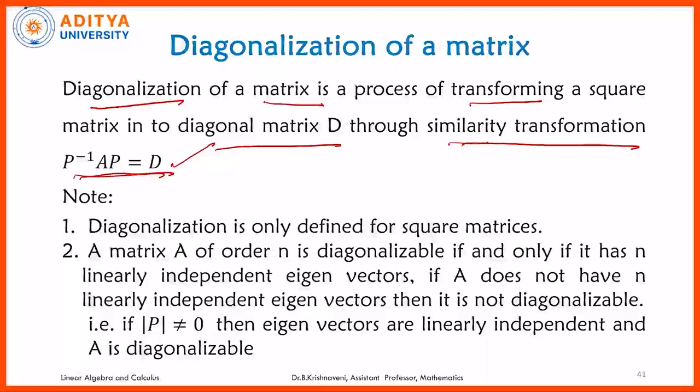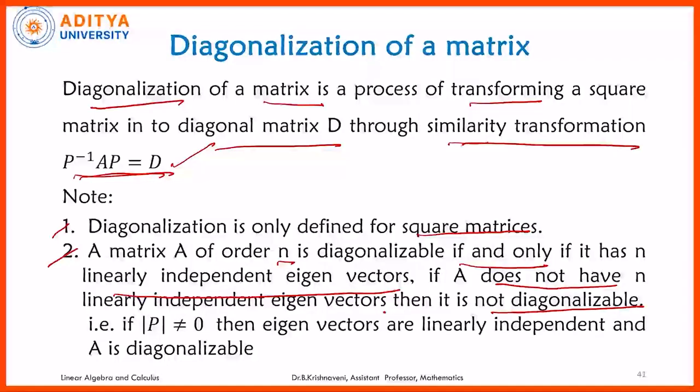Here we need to note some points. Diagonalization is only defined for square matrices, so only square matrices can be diagonalized. A matrix of order n is diagonalizable if and only if it has n linearly independent eigenvectors. If A does not have n linearly independent eigenvectors, then it is not diagonalizable.